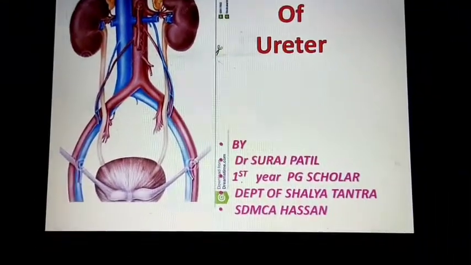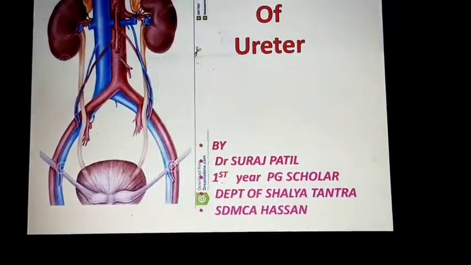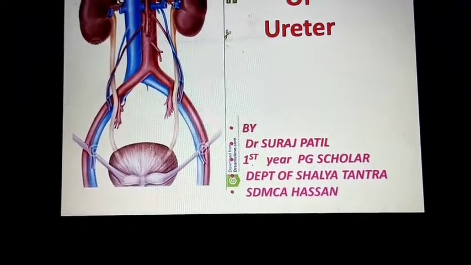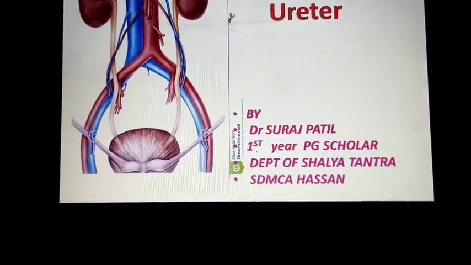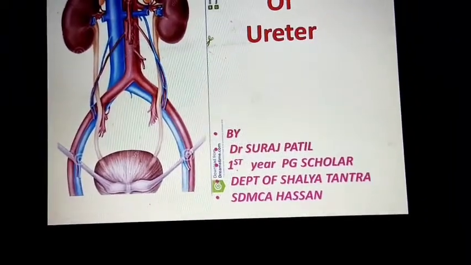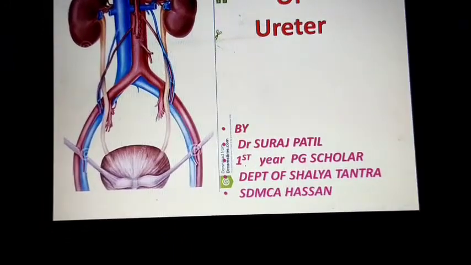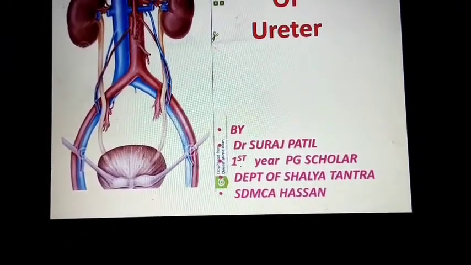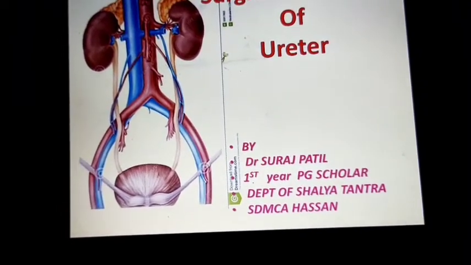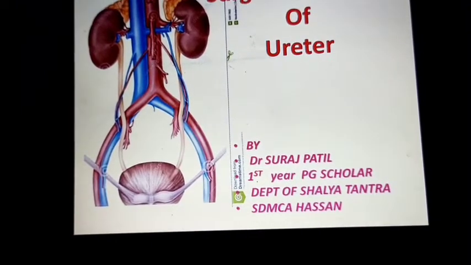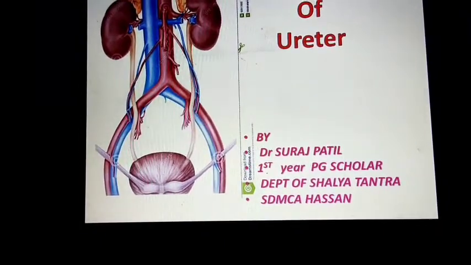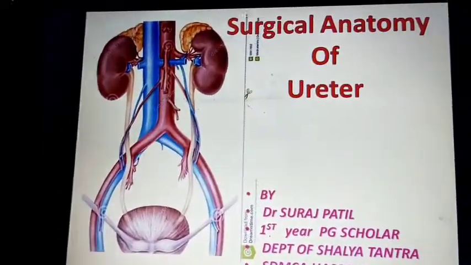The ureter is nothing but a pair of narrow, thick-walled muscular tubes which convey the urine from the kidney to the urinary bladder. It is mainly divided into two parts. One is the abdominal part, another one is the pelvic part. It also has some constrictions. Anatomically there are 3 constrictions, and surgically there are 5 constrictions or narrowings. You can go for the next slides, in which I will explain everything.